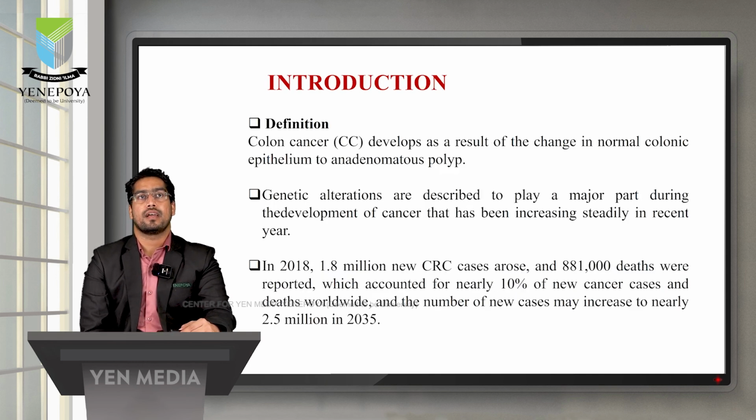So, introduction. Colon cancer develops as a result of the change in normal colonic epithelium to adenomatous polyps. So, it changes from stage 1, stage 2, stage 3 to stage 4. There are different stages, so it will progress from stage 1 to stage 4.